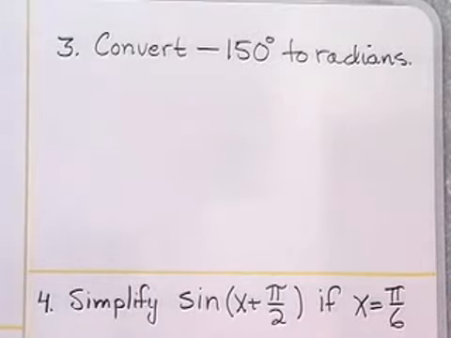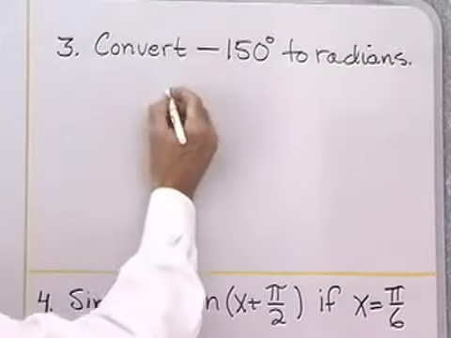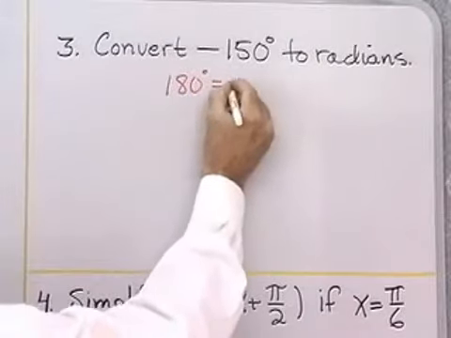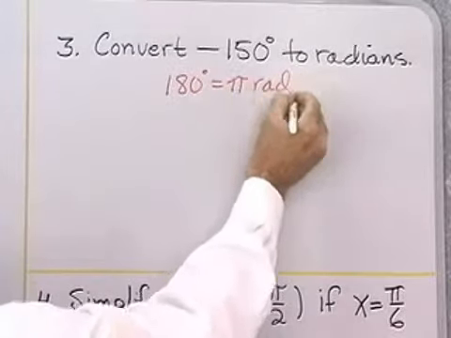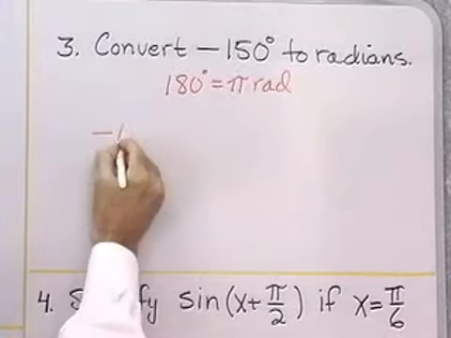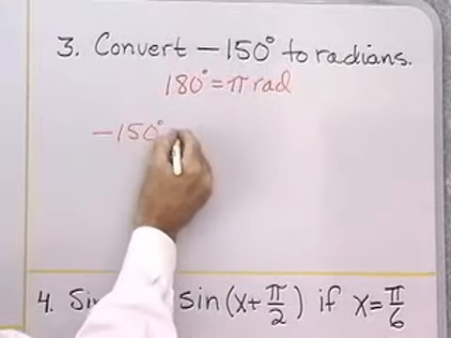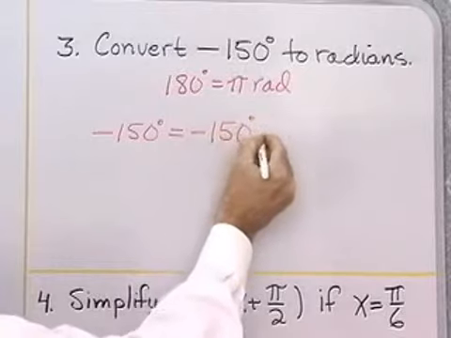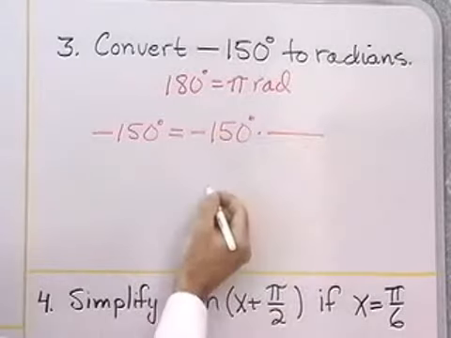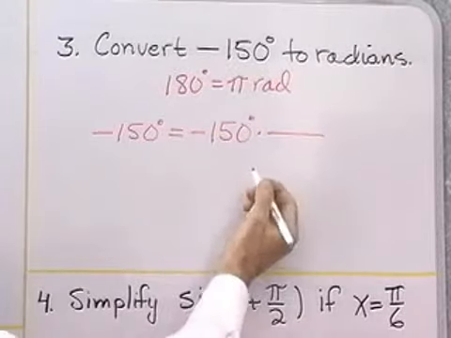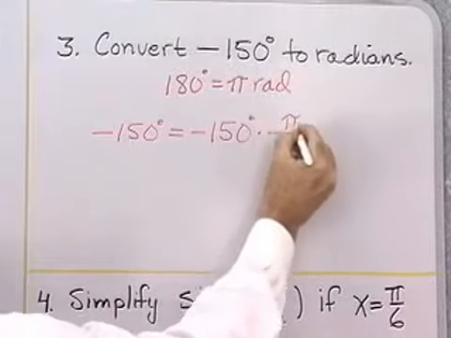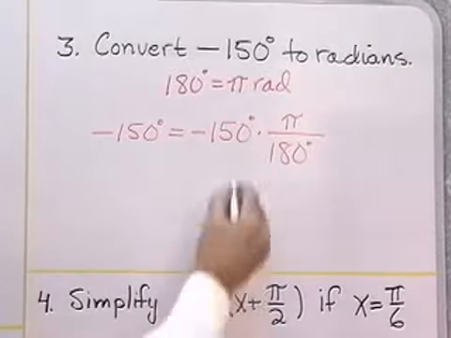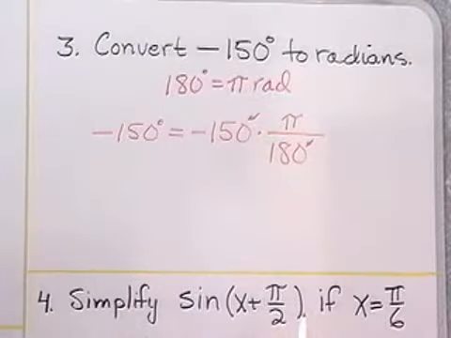So what I'm going to do is remember that 180 degrees is equal to pi radians. So I have negative 150 degrees will be equal to negative 150 degrees times, okay, now I want my degrees to divide out and I want to be left with radians. So I'm going to multiply by pi over 180 degrees. Now my degrees will divide out and I'll be left with radians.